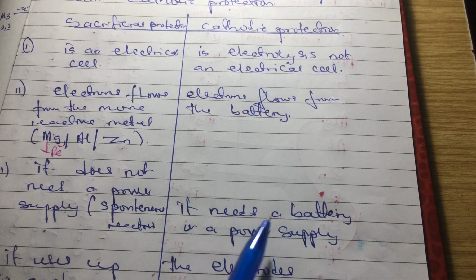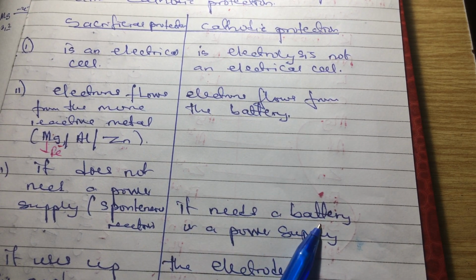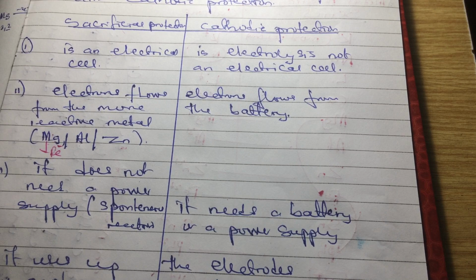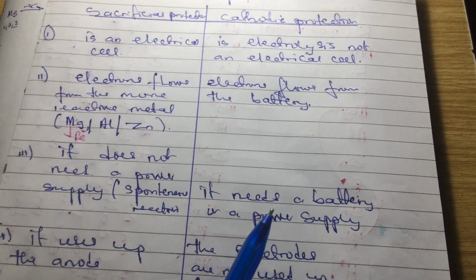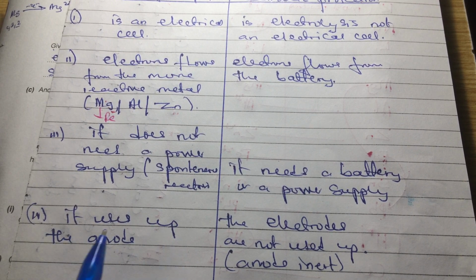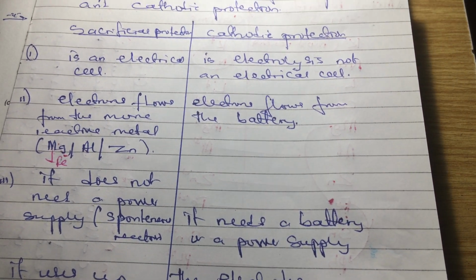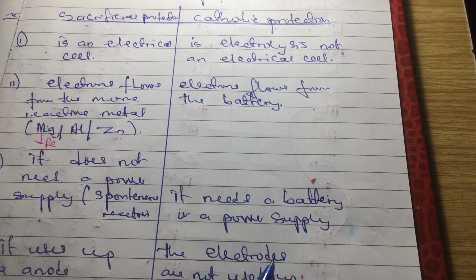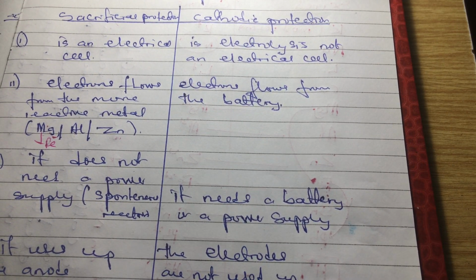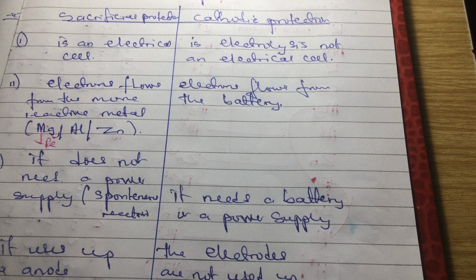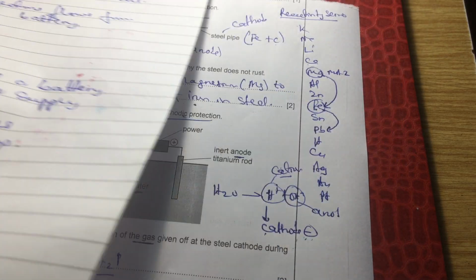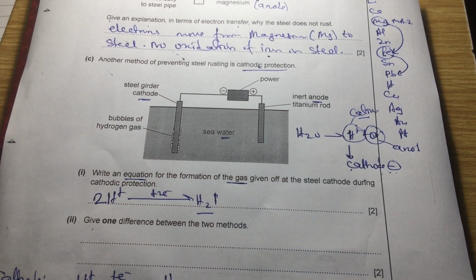It needs a power supply, a battery. This is non-spontaneous. It cannot start without the battery. It is powered by the battery. It uses up the anode, that is under sacrificial protection. Now, if you look at cathodic protection, the electrodes are not used up because the anode is what? Inert. The anode is what? Inert. So any of these could be used.